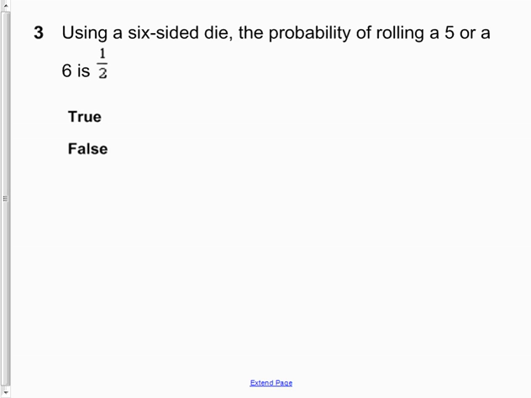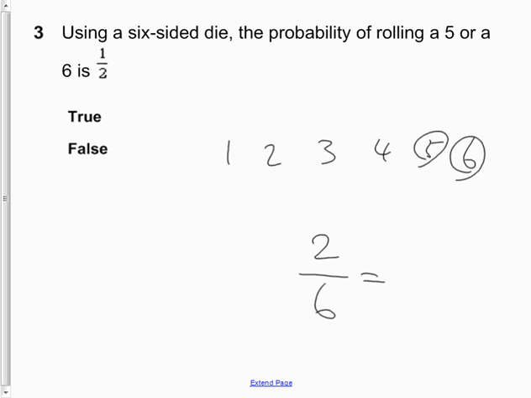Question 3, using a 6-sided die, the probability of rolling a 5 or a 6 is 1 out of 2. Again, there are our possible outcomes for this. So out of the 6 possible numbers, those which are 5 and 6, there are 2. If I reduce this to lowest terms, both are divisible by a factor of 2, we get 1 out of 3. So really, question 2 and question 3 are actually flipped in terms of their answer. It's actually false again.